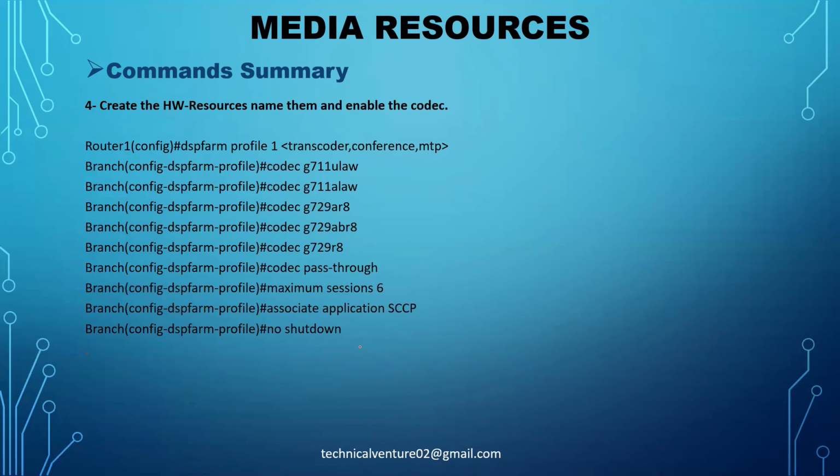Last time, we just associated the profile. Now how you can create it: create the hardware resource name, and then we can enable the codec. So how can we create that name? We can use this command, dsp farm profile 1, and we can choose transcoder, conference, or MTP, any one. And these are all the codec lists which you want to add.